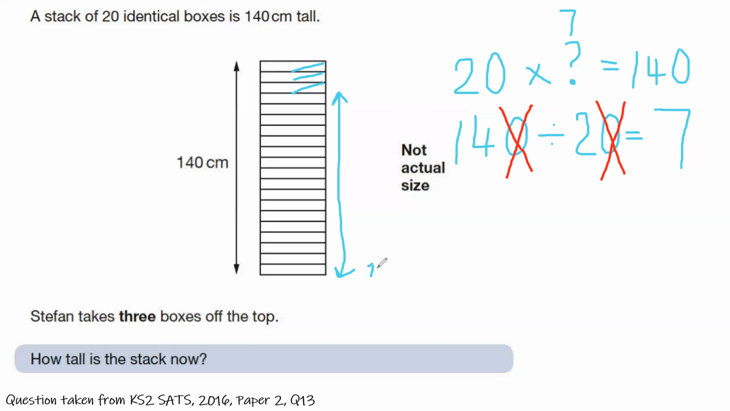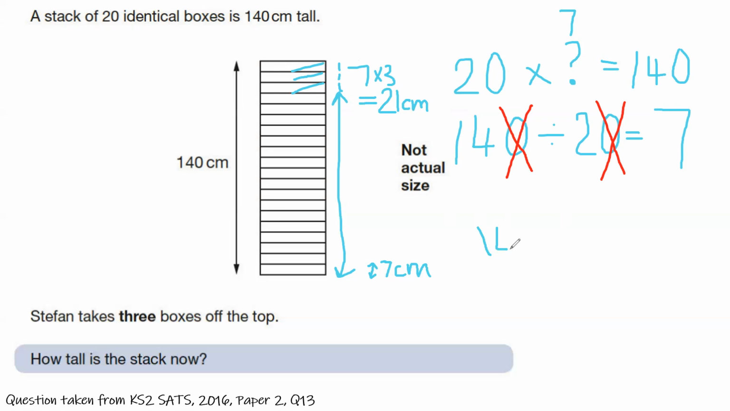So we know that this little height here of one box is 7 centimeters. So now we know that all 20 boxes in total add up to 140 centimeters, which means that one box on its own is 7 centimeters. So how much is 3 boxes? Or how tall is 3 boxes, so that we can work out how much it is when we take them off. So we've got 7, 7, 7, so that's the same as 7 times 3, which equals 21 centimeters. So we are removing 21 centimeters from the top of this pile.